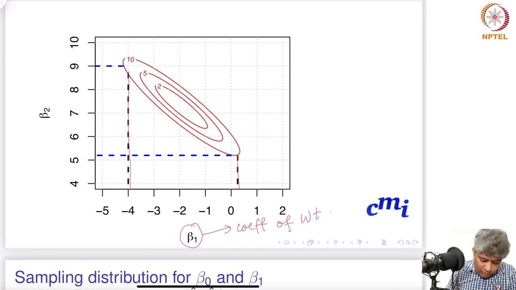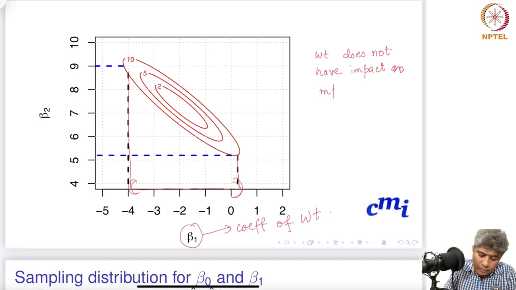Okay, now it becomes so big that the confidence interval includes 0. So based on our statistical inference, we will say that beta 1 includes 0 as a possible value, so weight does not have impact on MPG. Okay.